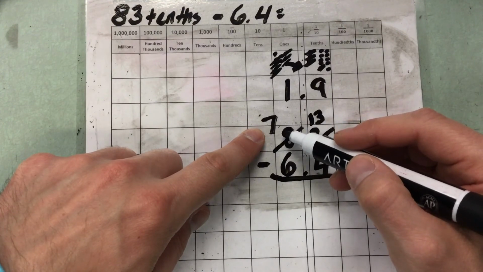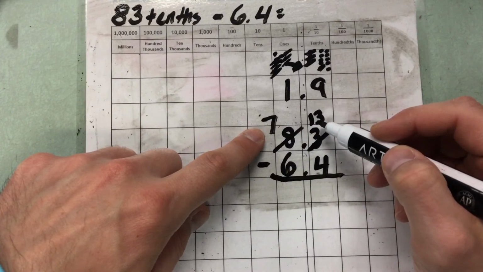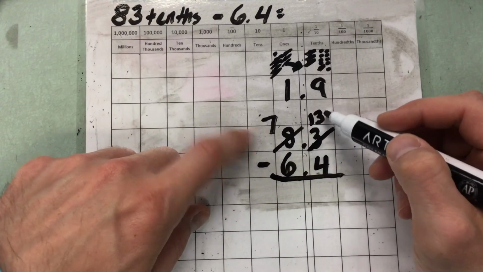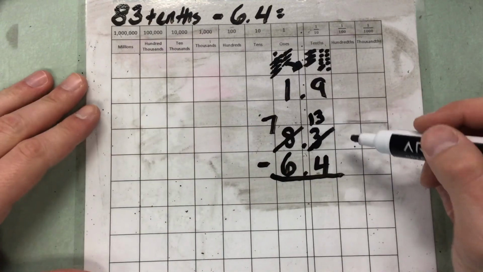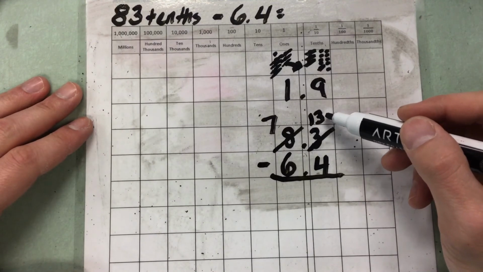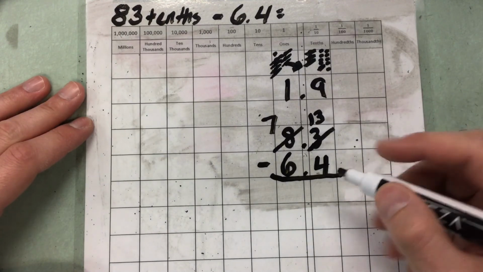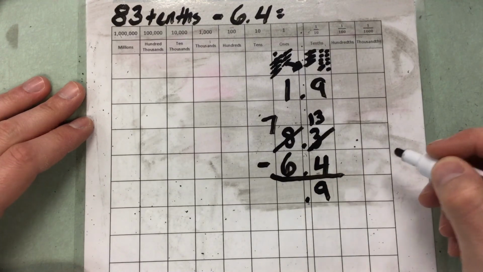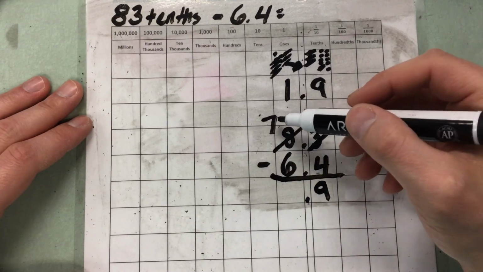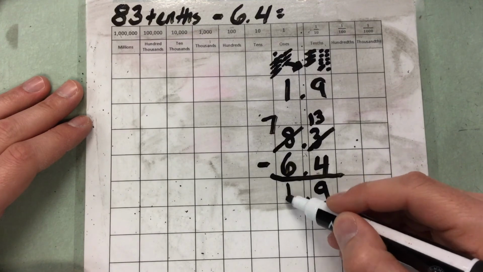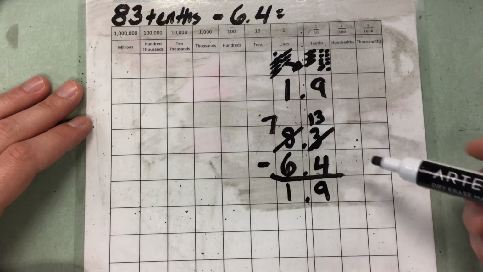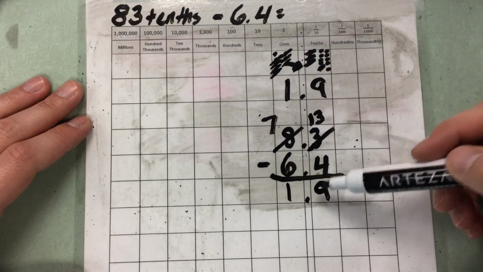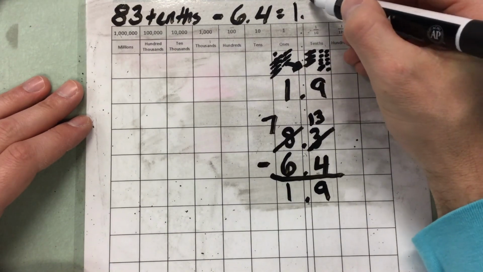Because when I borrow, I'm borrowing 1 one. When it goes from ones to tenths, that's equivalent to 10 tenths. So 10 tenths and 3 tenths would give me 13. Now I can subtract. 13, take away 4 tenths is 9. My decimal comes down as well. And then 7, take away 6 is 1. So you can see we got 1 and 9 tenths using place value disks and 1 and 9 tenths using the written method.